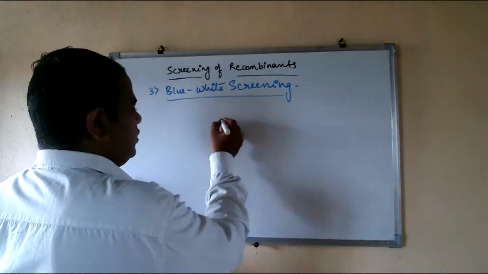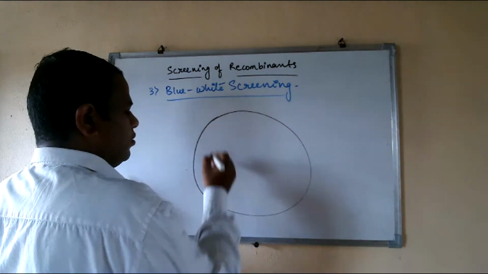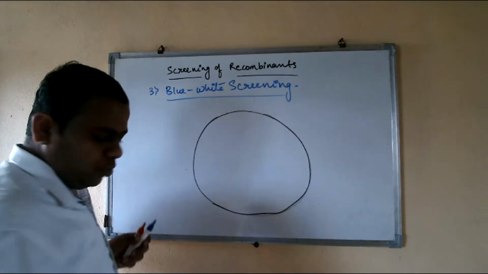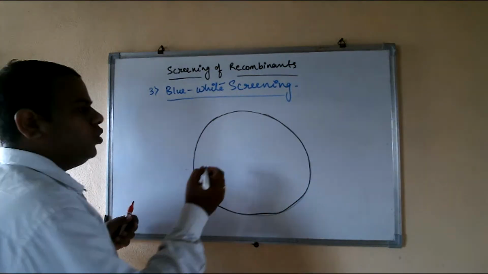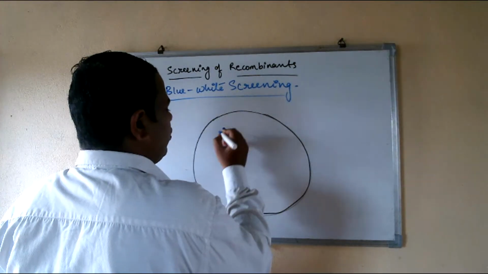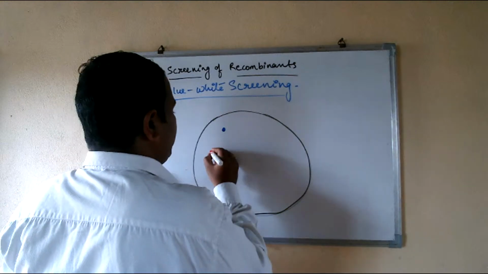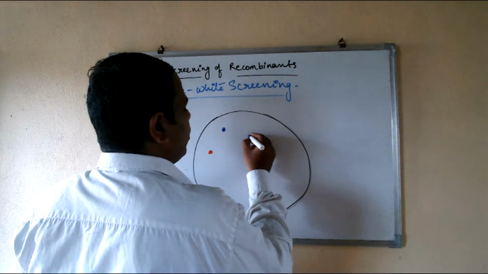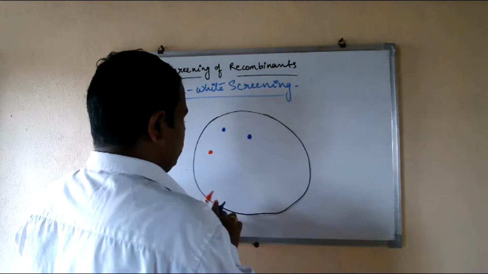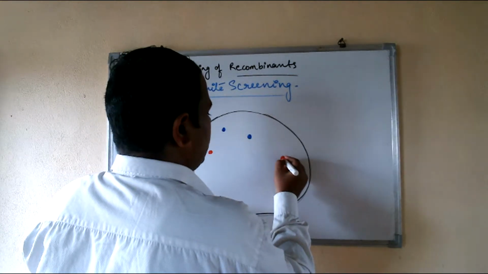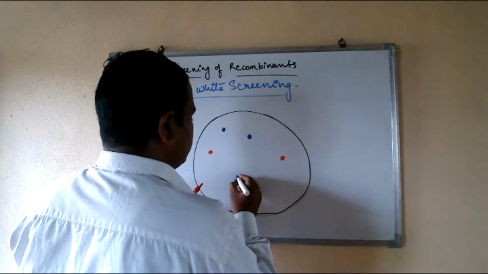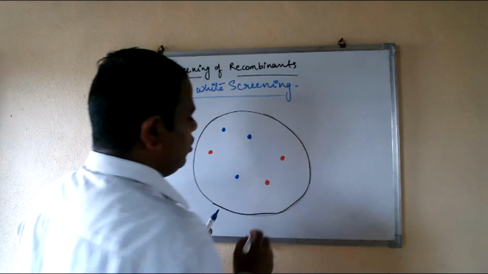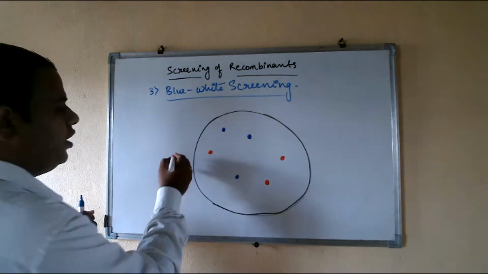Suppose this is the plate, and here there are two types of colonies formed. One colony will be blue, the other colony will be white. So I am drawing these white colonies in red color. Now, what is this blue colony? It is white in color.